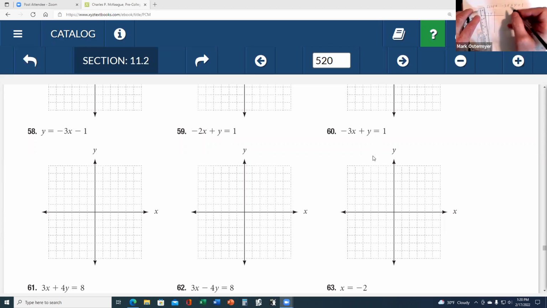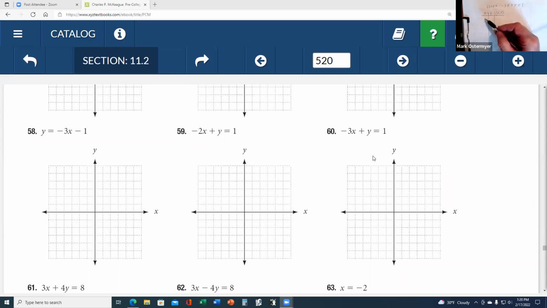First column is the X column, second column is the Y column. And I like to have the third column be my ordered pair column. And ladies and gentlemen, we can choose any values for X or Y for that matter, and then solve for the other variable. Normally we choose values for X, plug them in and solve for Y.